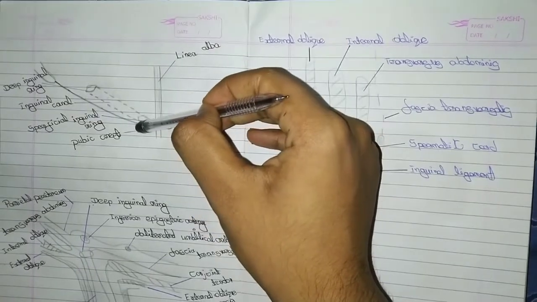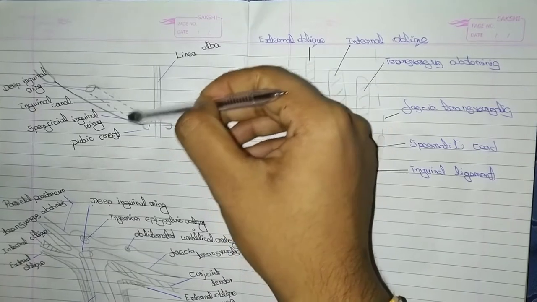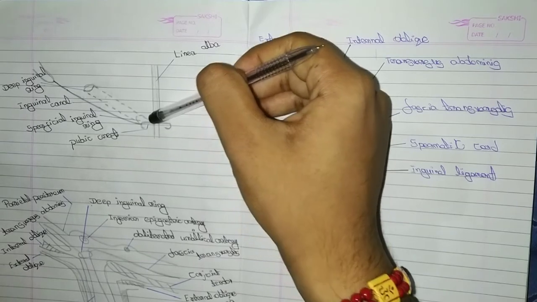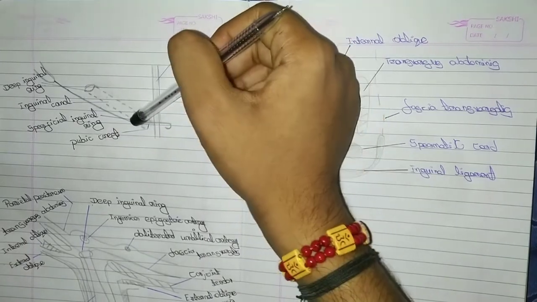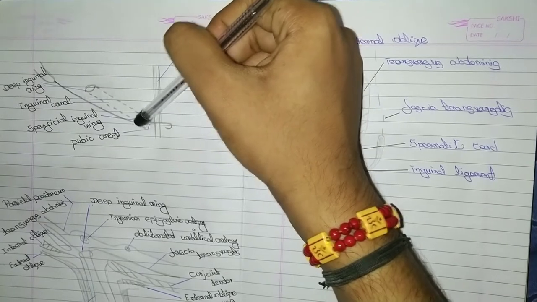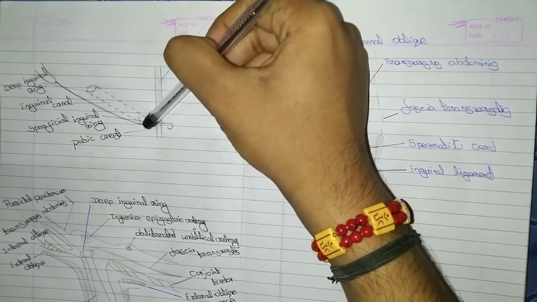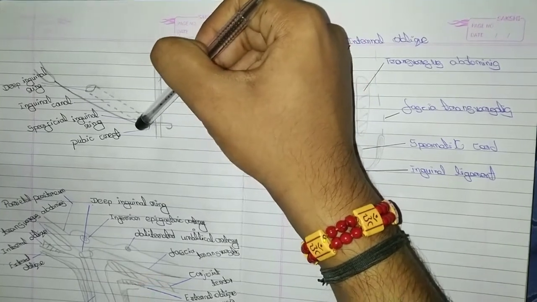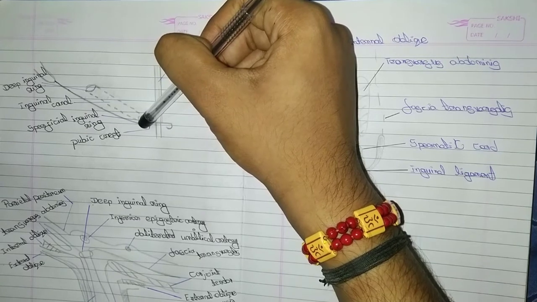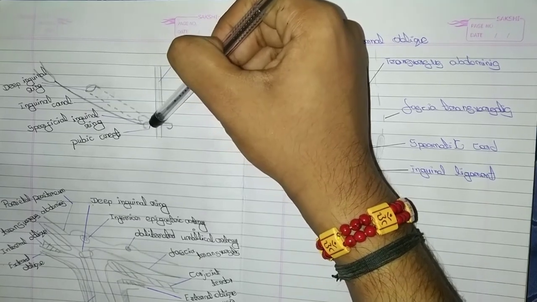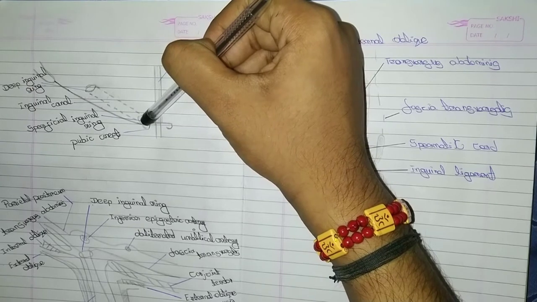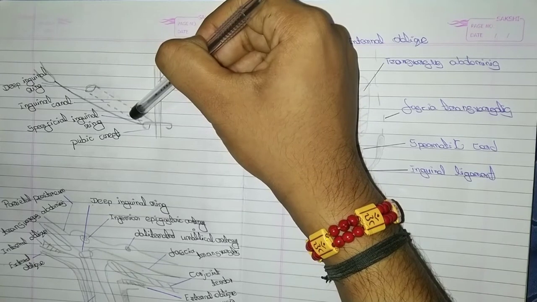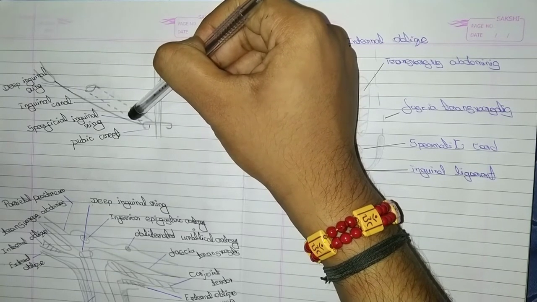Superficial inguinal ring is a triangular gap in the aponeurosis of external oblique and lies above and lateral to the pubic crest. This is a triangular opening in which pubic crest forms the base, and two sides are called crura, which meet laterally to form an apex. Near the apex, two crura are united by an intercrural fiber.